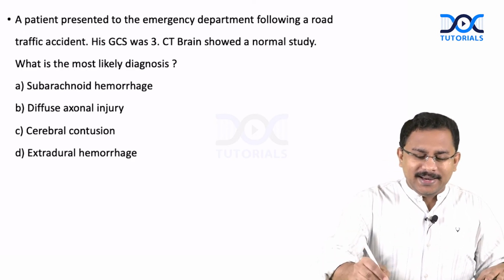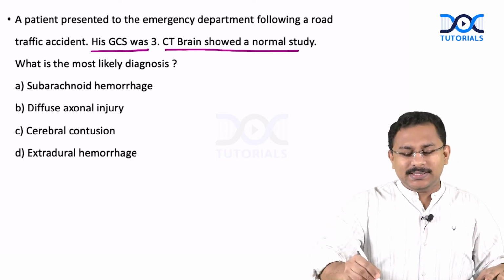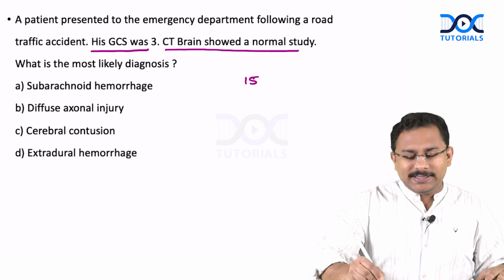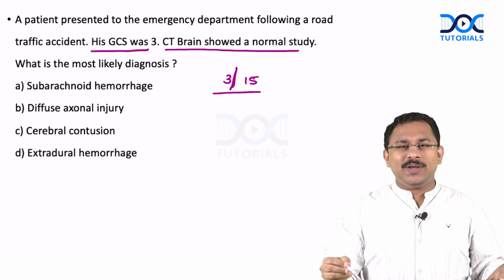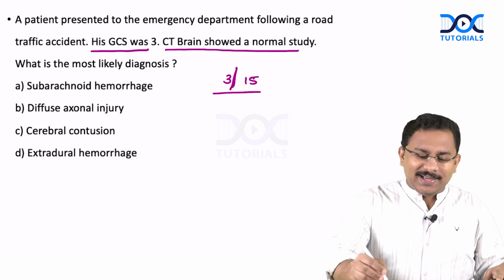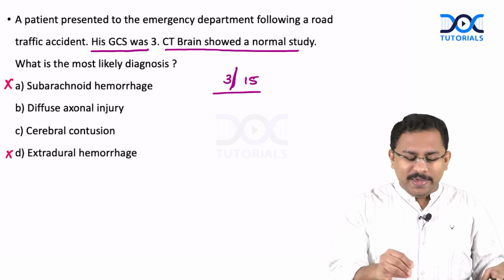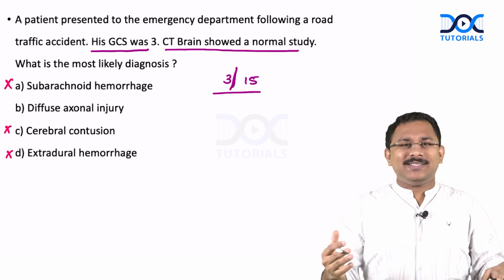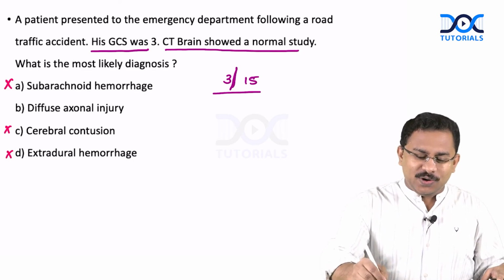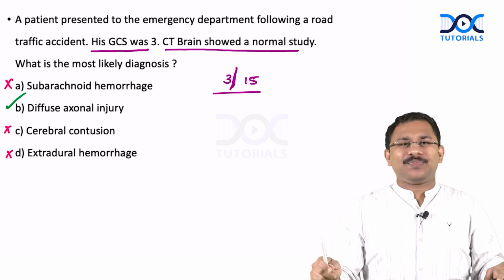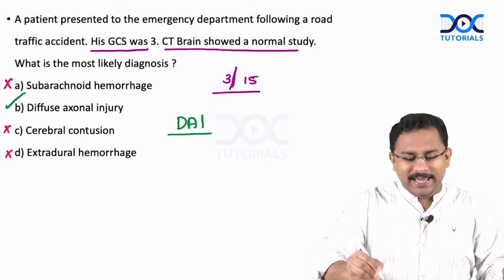See, CT scan showing a normal study with a very poor GCS, because out of the total 15 points that is there, it's just 3 out of 15. So the patient is definitely comatose. And do you think a subarachnoid hemorrhage is going to have a normal CT? No. Extradural hemorrhage? No. Even cerebral contusion also you will have imaging findings. So the answer definitely, even by exclusion, has got to be a diffuse axonal injury. So what is this diffuse axonal injury, which you can abbreviate as DAI?